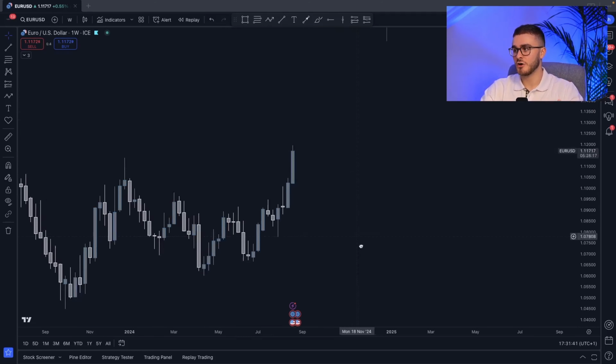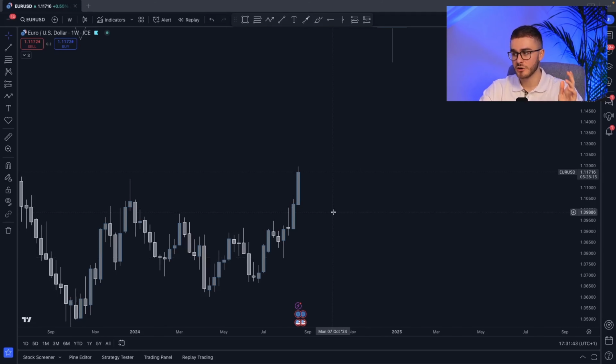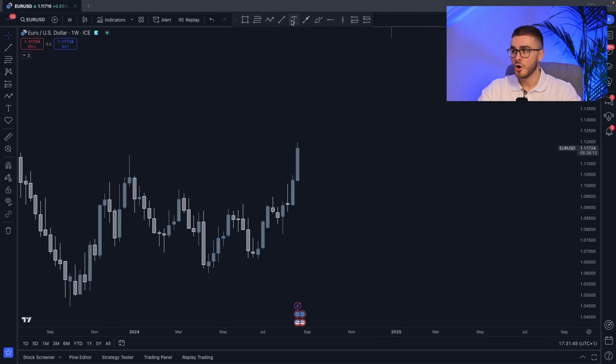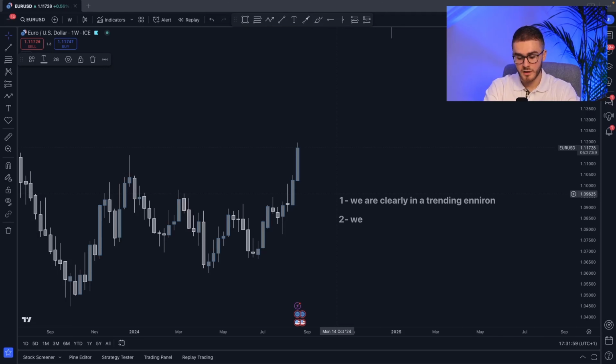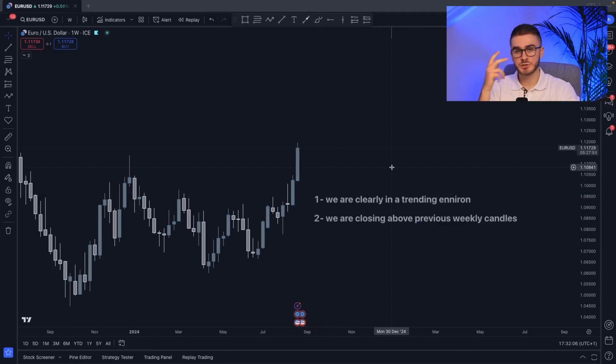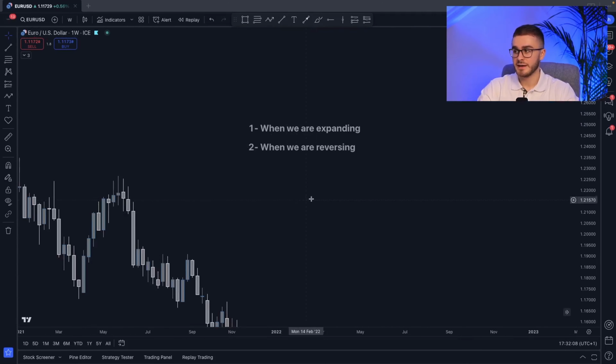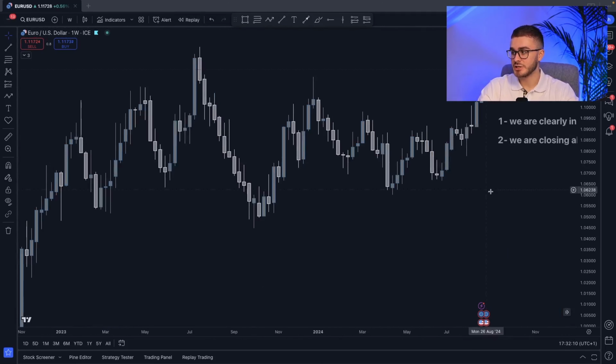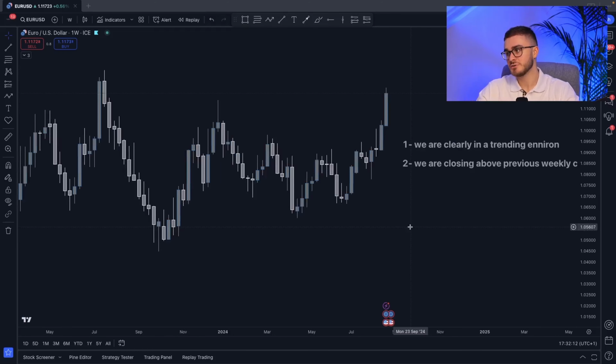So just to finish it off, what are the requirements we actually look for when looking for expansions? All it is, first of all, we are clearly in a trending environment. I'm just going to write environment. Then the second point is we are closing above previous weekly candles. As soon as we get to these two things in an expansionary period, essentially we can expect for price to continue to the upside.